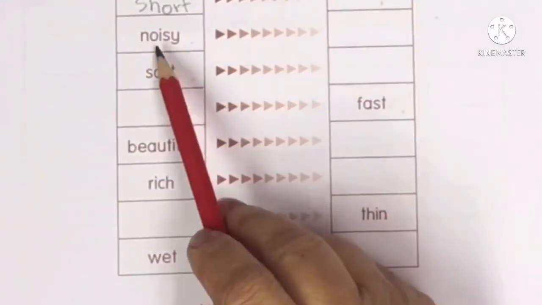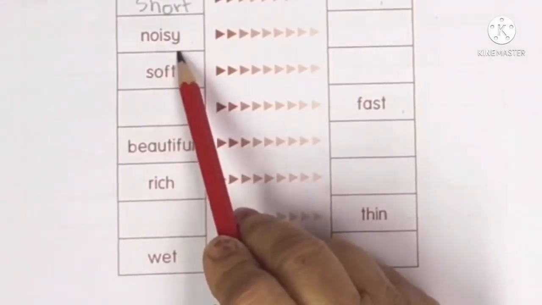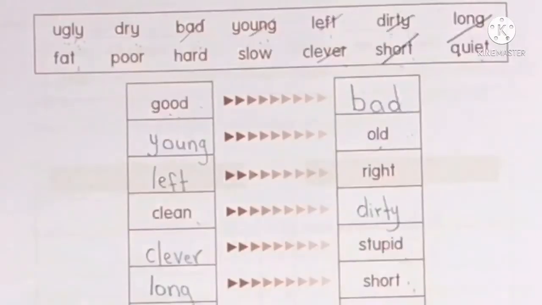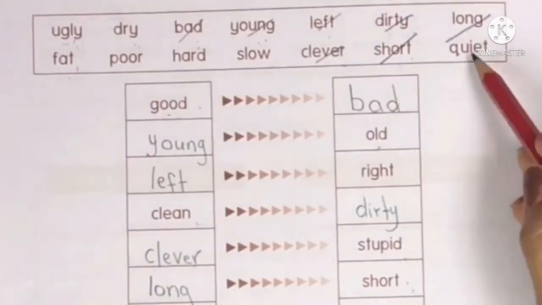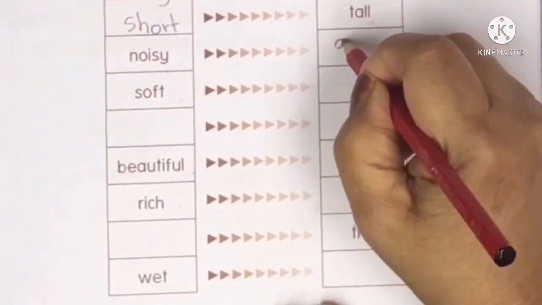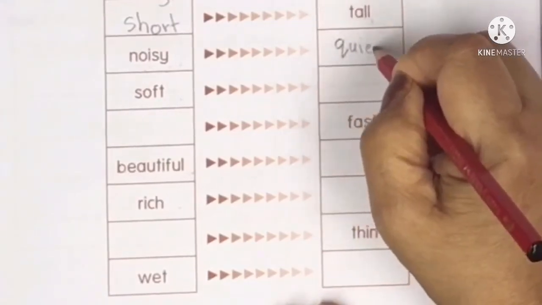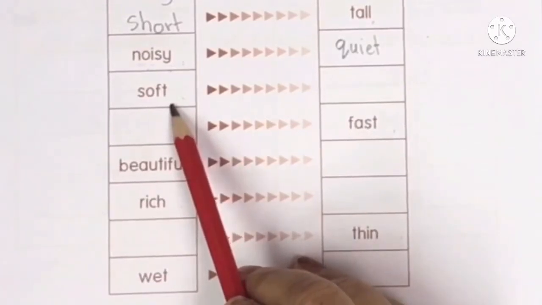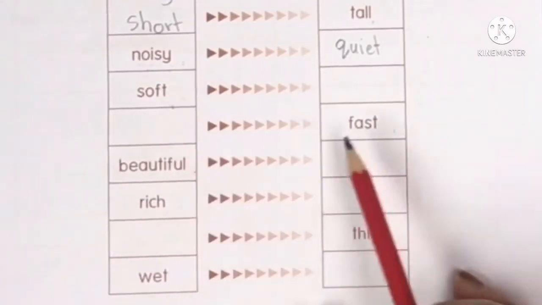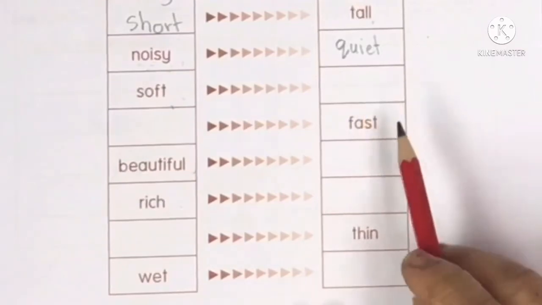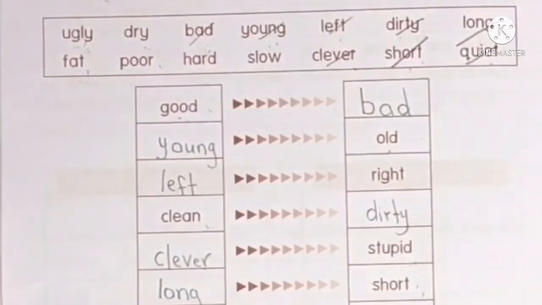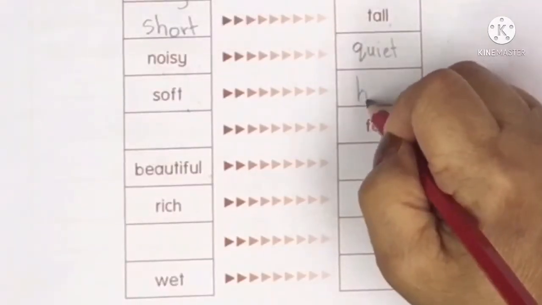The next one, noisy. Very noisy. What is the opposite of noisy? When it's not noisy at all. Quiet. Yes, it is quiet. The next one, soft. Very soft. So, if it is not soft, then what is it? Is it poor or is it hard? Hard.